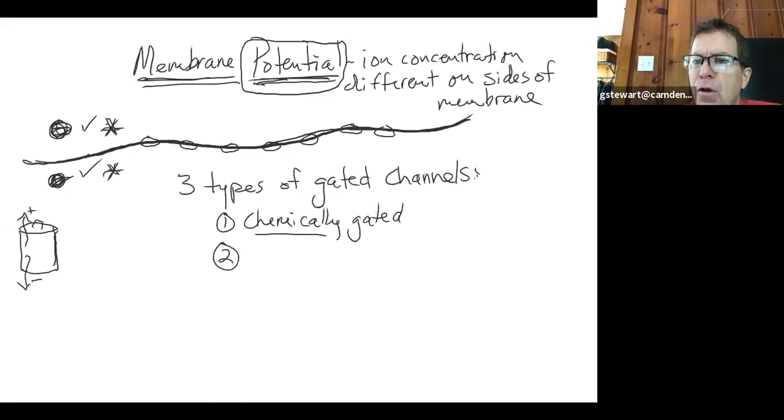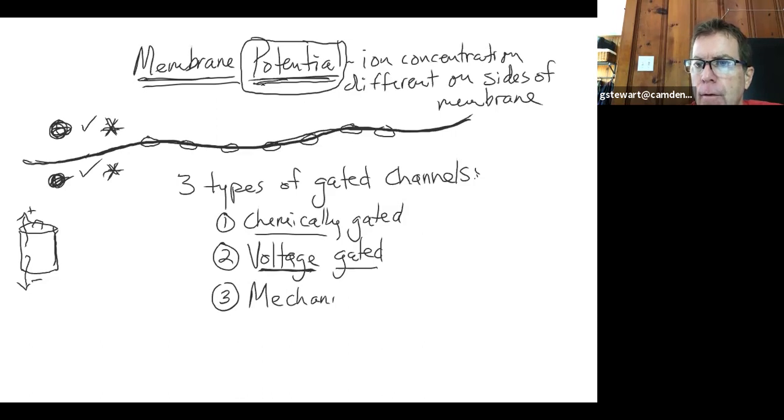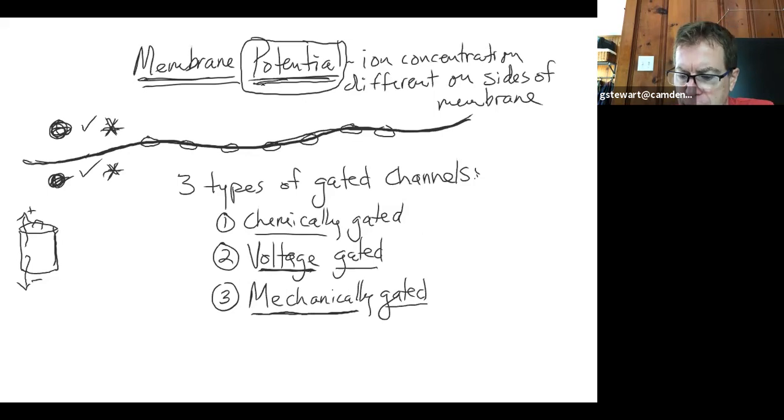There are also voltage gated channels that open and close based on a change in electricity or charge. And finally, there are mechanically gated channels. Just like the name says, the protein gates open and close based on some sort of mechanical stimulation, like pressure or touch, for example. So those are the 3 types of gated channels. In this immediate discussion, we're going to be mostly concerned with these 2 types.